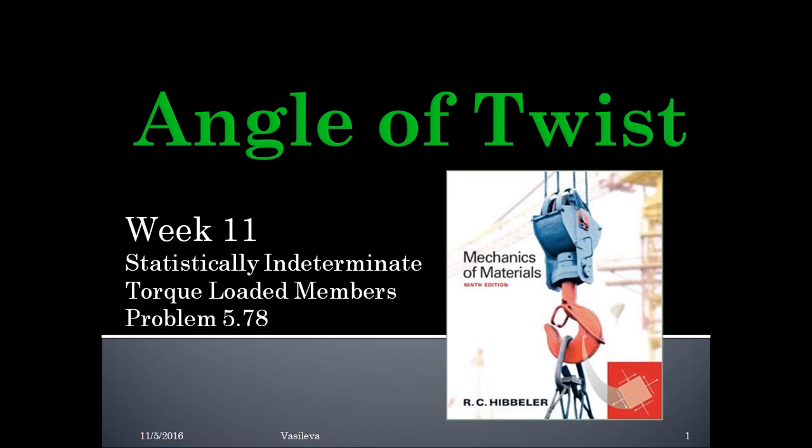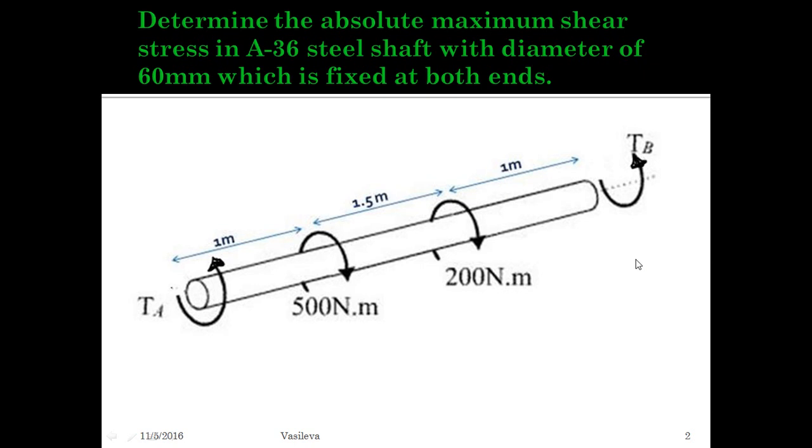In this video we're going to cover angle of twist. This is a slightly more complex problem, so if you don't understand the basics of angle of twist, it might be good to review those. Okay, determine the absolute maximum shear stress in an A36 steel shaft with a diameter of 60 millimeters, which is fixed at both ends. Keep in mind that we're fixed at both ends even though you can't see it.